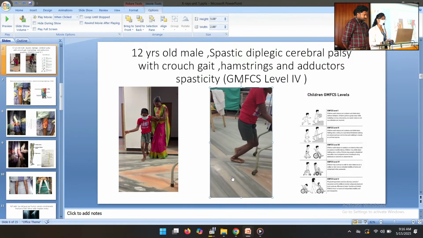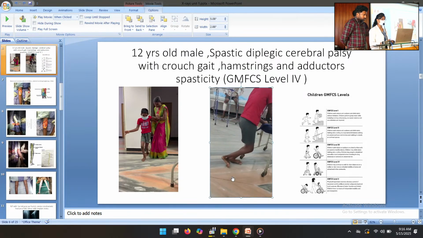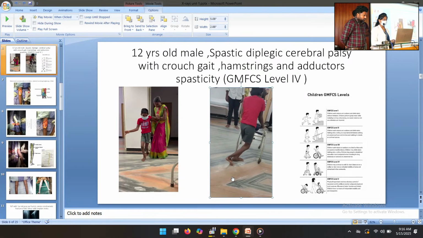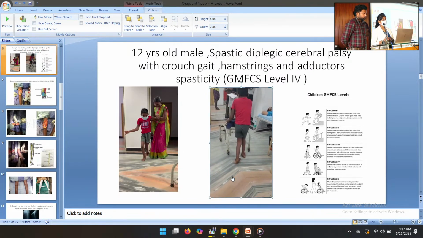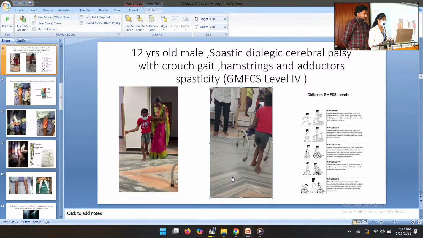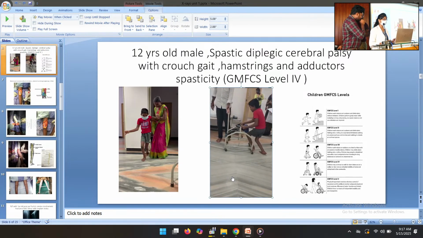A 12 years old male with spastic diplegic cerebral palsy with crouch gait and hamstring and adductor spasticities. Comes under GMFCS level 4. On examination, higher mental status and cranial nerves are intact. Popliteal angle on both sides is about 70 degrees.